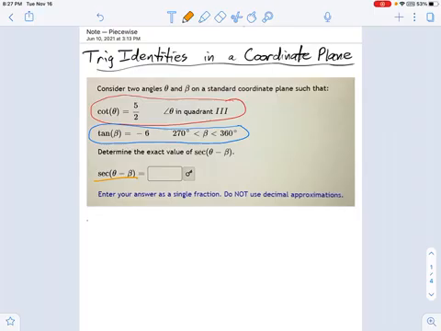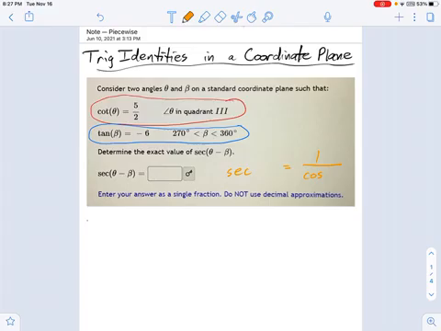So you might not know what the secant summation identity is. That's fine. There isn't really one. Instead, what we're going to do is we're going to say secant is equal to 1 over cosine, right? That is our basic reciprocal identity.